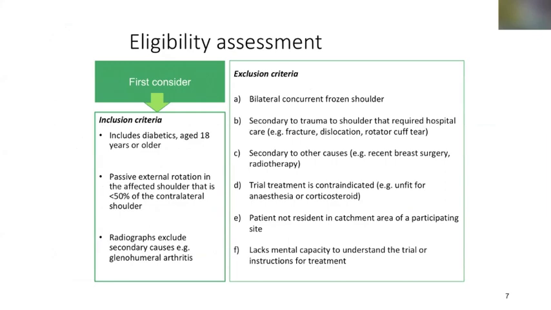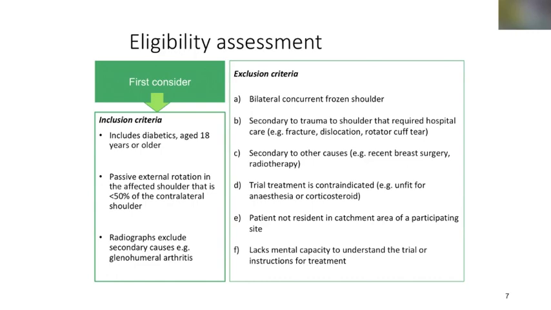We basically included adult patients with unilateral frozen shoulder, a clinical diagnosis based on greater than 50% restriction in external rotation compared to the contralateral side, and radiographs to exclude other causes of those clinical findings like glenohumeral arthritis or the rare posterior locked dislocation.